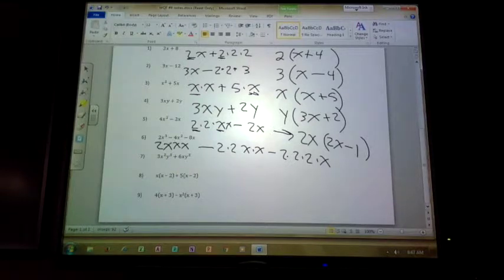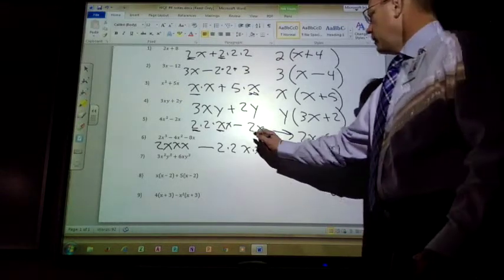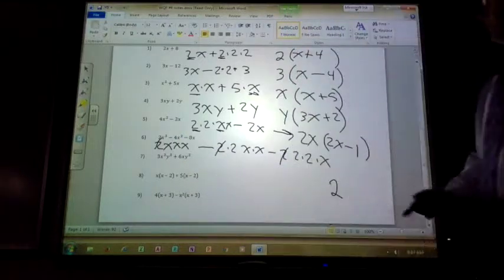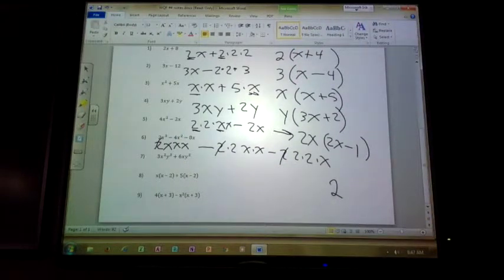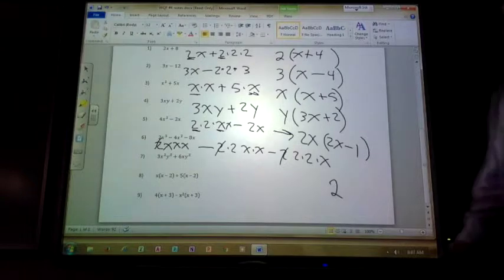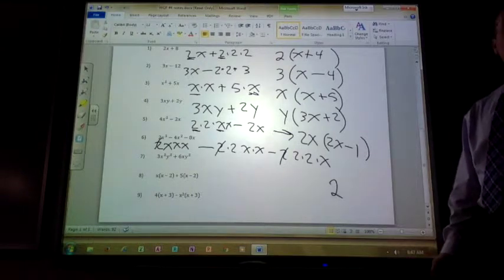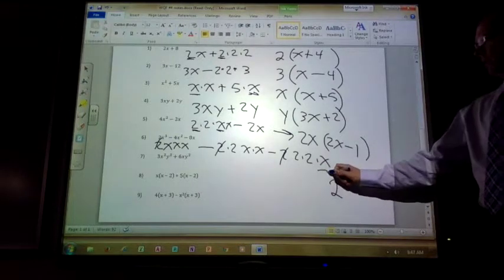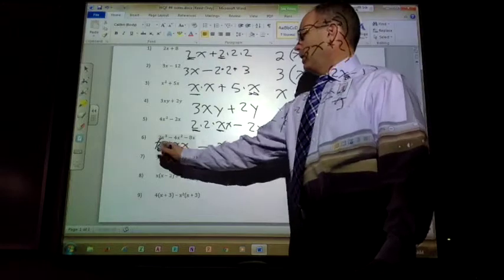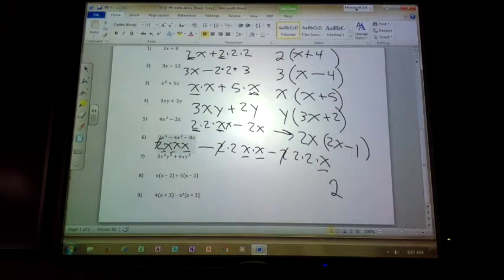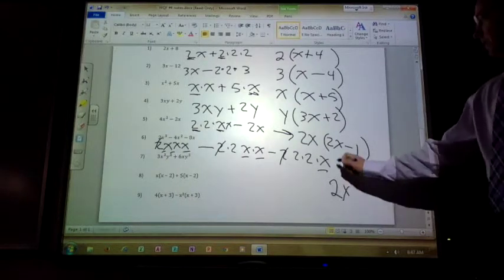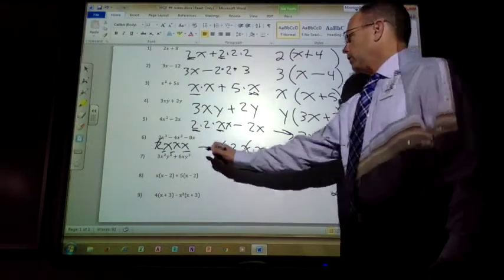Ashley, what number do I have in common between all 3 of those? 2. Okay, so I'm just going to knock one of those out on each of those. What else do I have in common between those as far as letters? X's. Okay, how many x's can I factor out of all 3 terms? I have a single x here. I have 2. I have 1, 2, 3. How many can I factor out? What's the maximum I can factor out? So I factor out this x, that cancels. That cancels. That cancels.